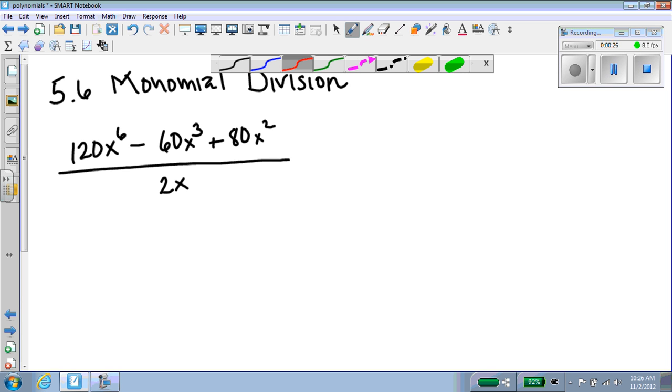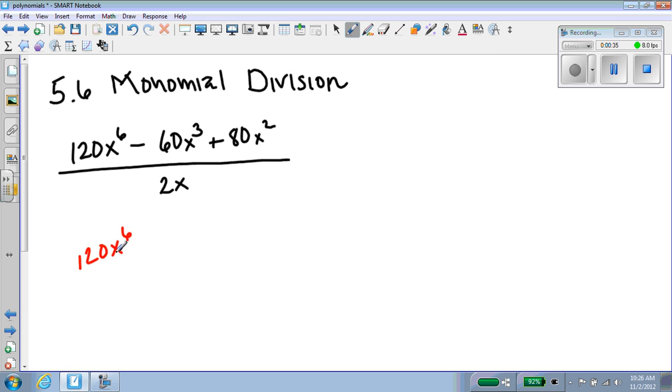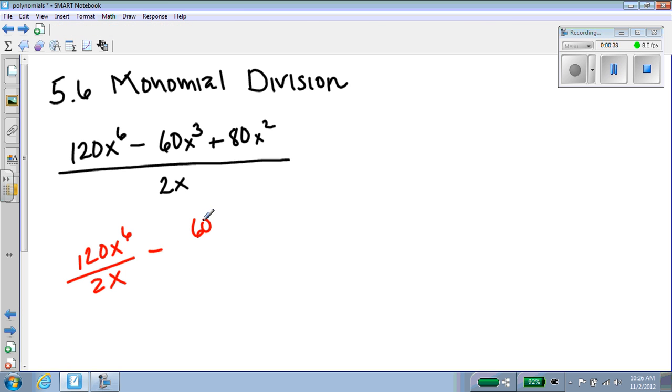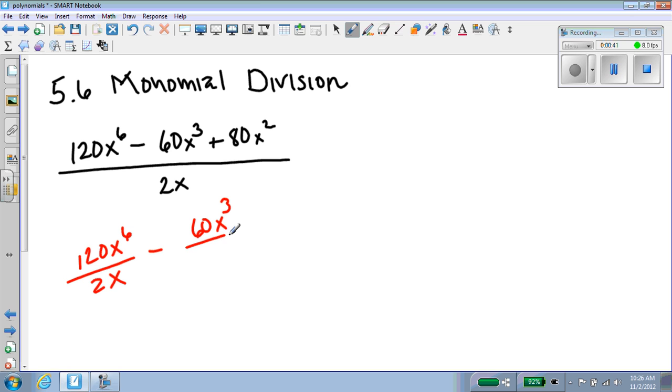In order to do this, I can set this up as each of these: 120x to the sixth gets divided by 2x, 60x to the third gets divided by 2x, and 80x squared gets divided by 2x, right? Everybody is being divided by 2x. And then I can simplify each fraction by itself.